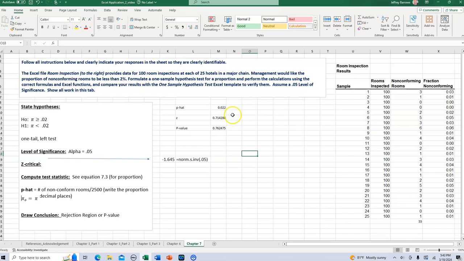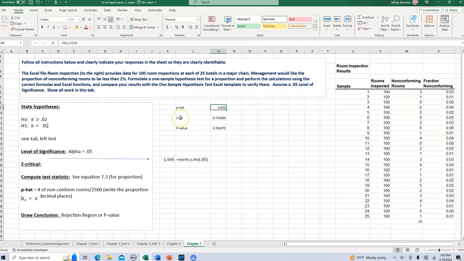So p hat, again, is just going to be, in this case, the percentage of non-conforming rooms. So what I did is I took the sum of all the non-conforming rooms and divided it by the sample size, 2,500. So 55 divided by 2,500 is this p hat value of 0.022. Then in the numerator, we take that and subtract from it the assumed population parameter, in this case 0.02.